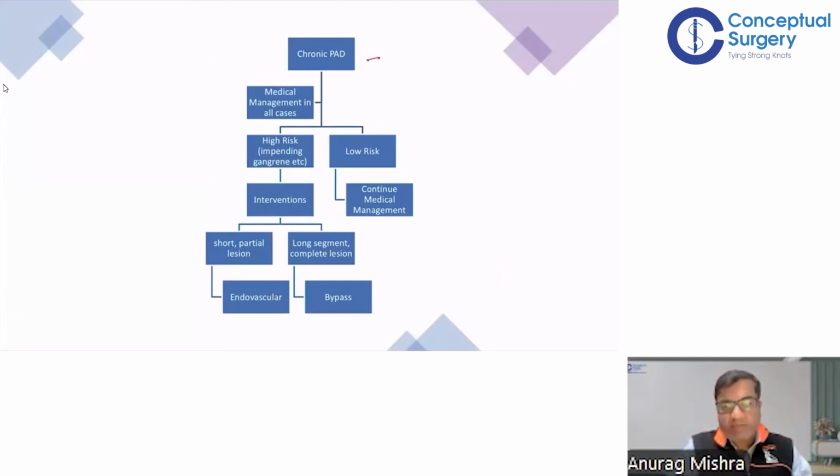You start with medical management in all cases. If it's a low risk, you continue medical management. But if it's high risk, impending gangrene or something like that, you have to intervene. Now, for the lesion, do a CT angio at this point.